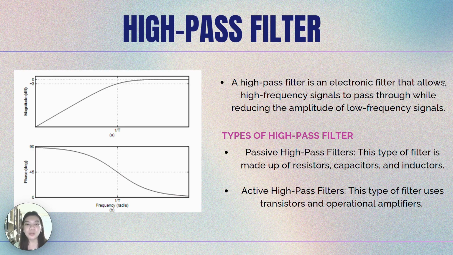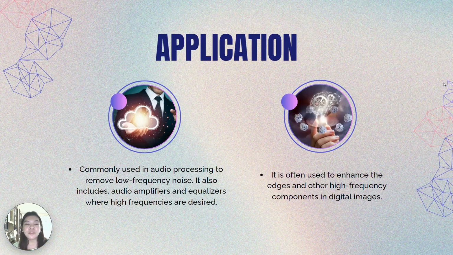transistors and operational amplifiers. Some applications of this type of filter are, first, commonly used in audio processing to remove low frequency noise, including applications like audio amplifiers and equalizers where high frequencies are desired. Next is image processing. High pass filters are often used to enhance the edges and other high frequency components in digital images.